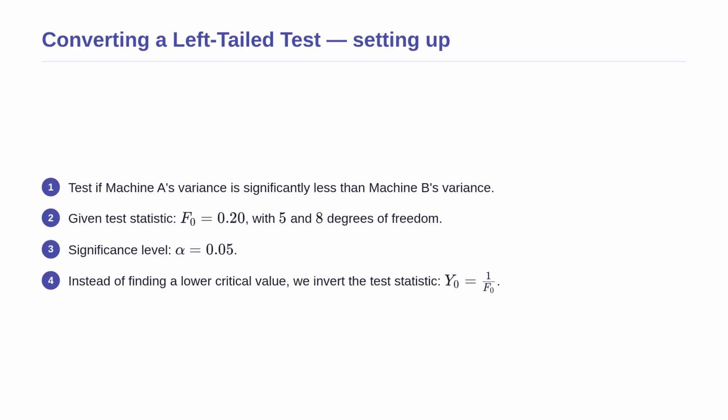Now that we have visualized the concept, let us apply it to a real-world hypothesis test. Suppose you are comparing the variance of machine A to machine B in a factory. Your calculated test statistic is the ratio of their sample variances, which comes out to 0.20 with 5 and 8 degrees of freedom. You want to test if machine A's variance is significantly less than machine B's variance at a 5% significance level. This is a left tail test. Instead of calculating the lower critical value like we did in the previous example, we can take a faster approach. We can invert our test statistic itself and compare it directly to the upper critical value of the swapped distribution.